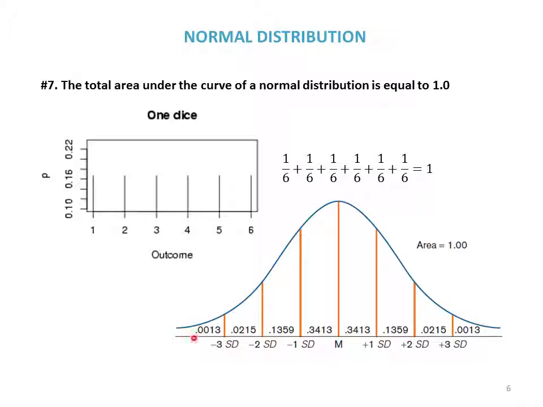Now imagine that the discrete variable turns into an unlimited continuous variable along the x-axis. And you add up all the probabilities in the area under the curve. It should be 1.